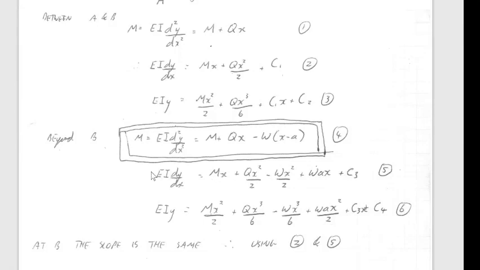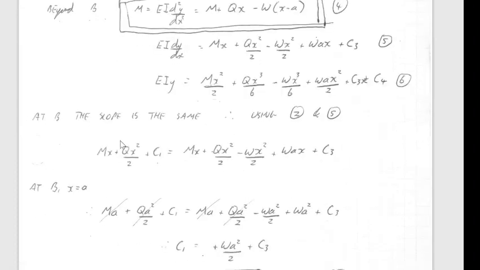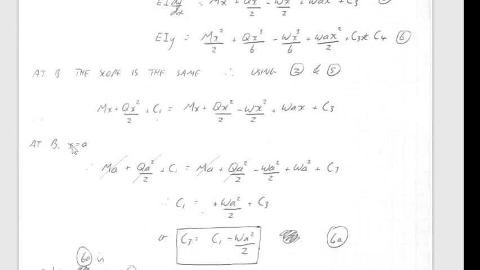Now, that's only valid at B. Okay, and that's what we've done there. We've got equation 2, we've got equation 5. Now, at B, X is equal to A, so there we've got MX, look, we can replace that with MA. There we've got QX squared over 2, we'll replace that with QA squared over 2. So X is equal to A, so we'll plug A into our equation there.